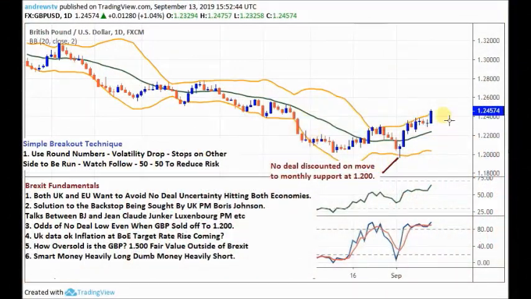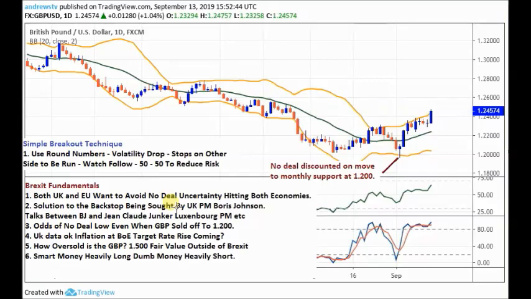Right, in terms of trade setups, going to do GBP USD first. Right, on GBP USD daily chart, I'll draw my technical levels in a moment. I'll also go through the technique. But first of all, let's look at the fundamentals and sentiment behind the chart. Now, I covered these in the video I did a few days ago, but I'm just going to cover them briefly for new viewers. So point number one, both the UK and EU want to avoid a no deal.